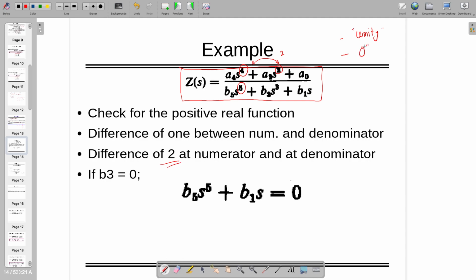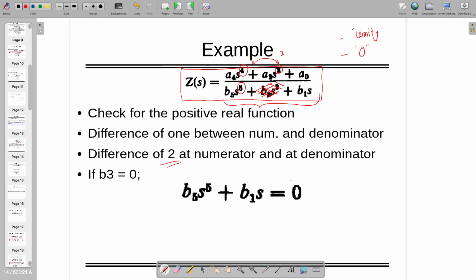then you should try to synthesize the circuit. Otherwise you should not do that, or you will get some wrong answer. Here, b3 is equal to 0, because this is just a case study taken from the book. He is keeping b3 equal to 0, then I want to find out the roots in the denominator. Can you find the roots if this is b5 s raised to 5 plus b1 s equal to 0?